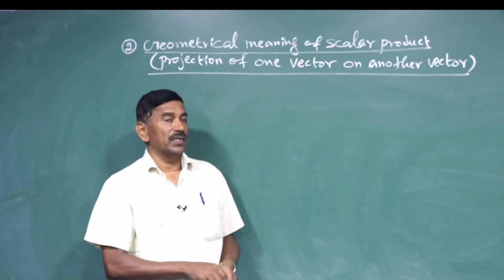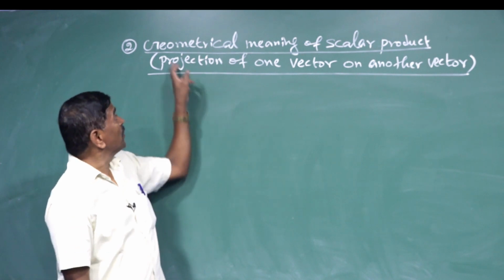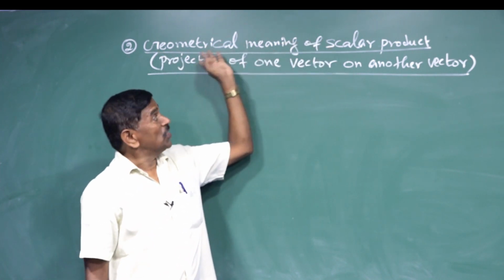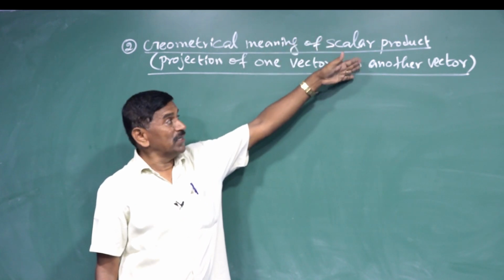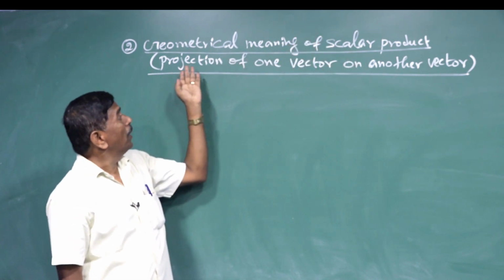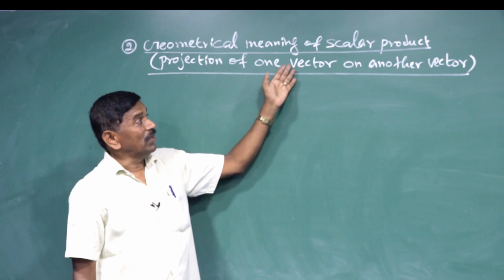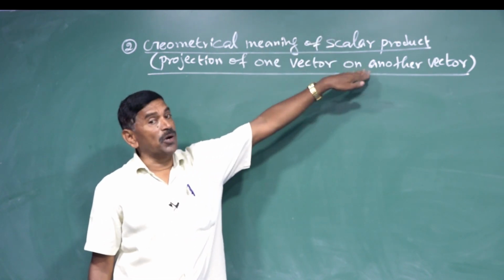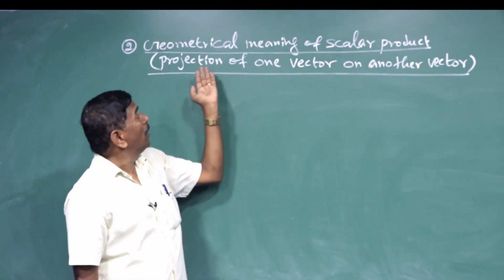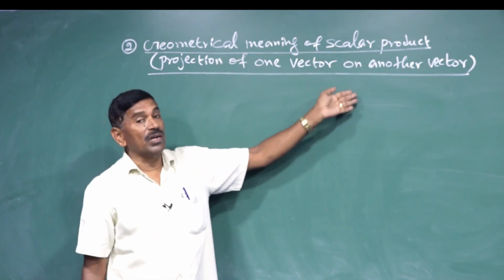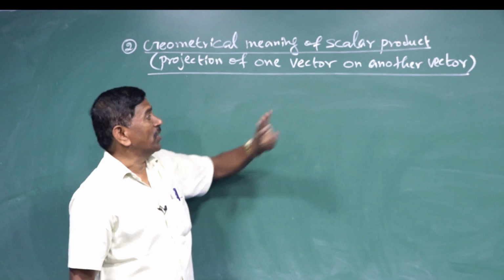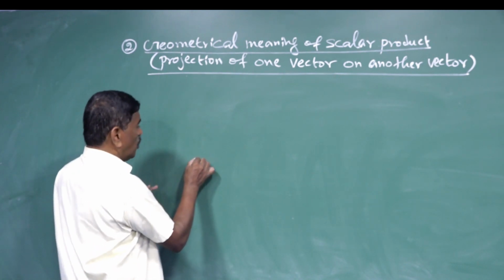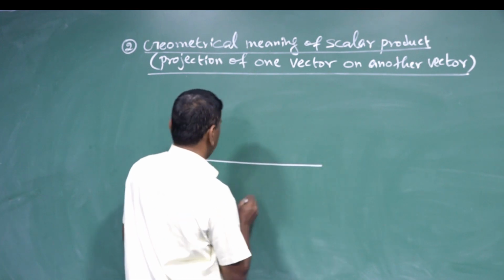That is very important. Now come to the next topic: geometrical meaning of scalar product. The geometrical meaning of scalar product is nothing but the projection of one vector on another vector. For this, first let us draw the diagram. Listen, the diagram is very simple. To learn this sum, we need this diagram.